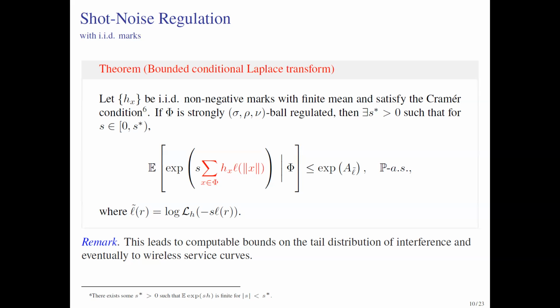And the reason we define this regulation is, as I mentioned before, we're interested in the metric of signal to interference plus noise ratio. And the shot noise in a form represents the amount of interference that you observe in the network. So eventually this result will give us the tail distribution of interference and eventually wireless service curves.